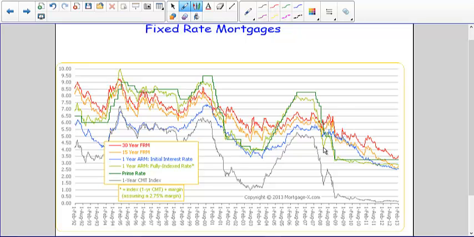Okay, so we'll continue on with that next time, talking about houses and the multitude of costs that are associated with buying a house.